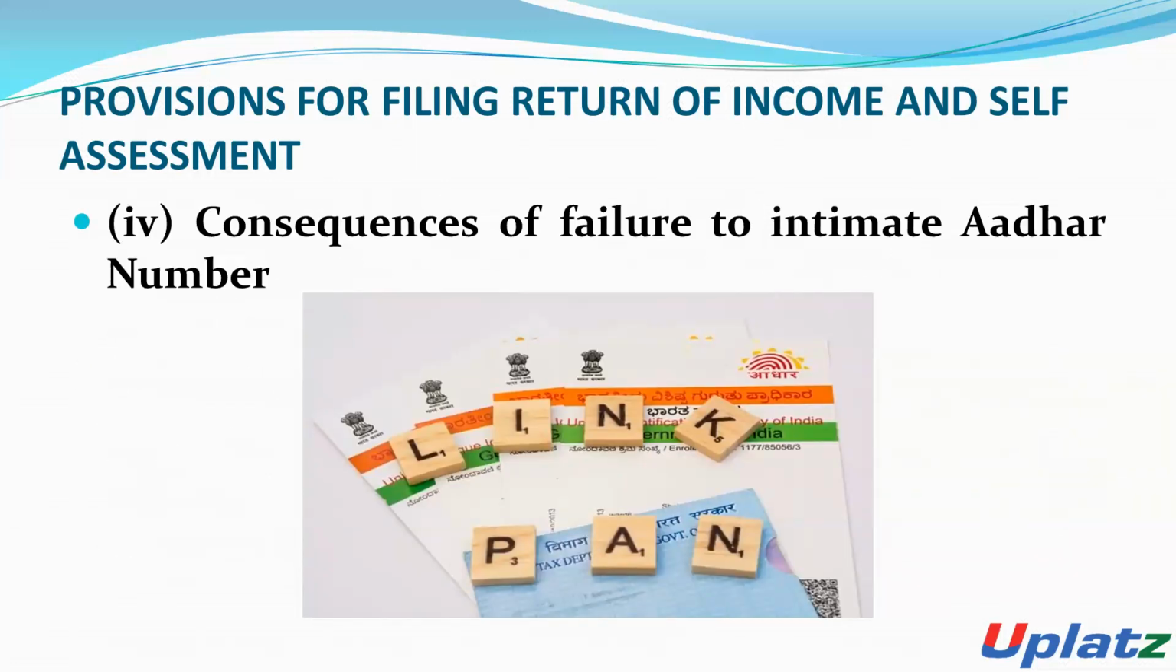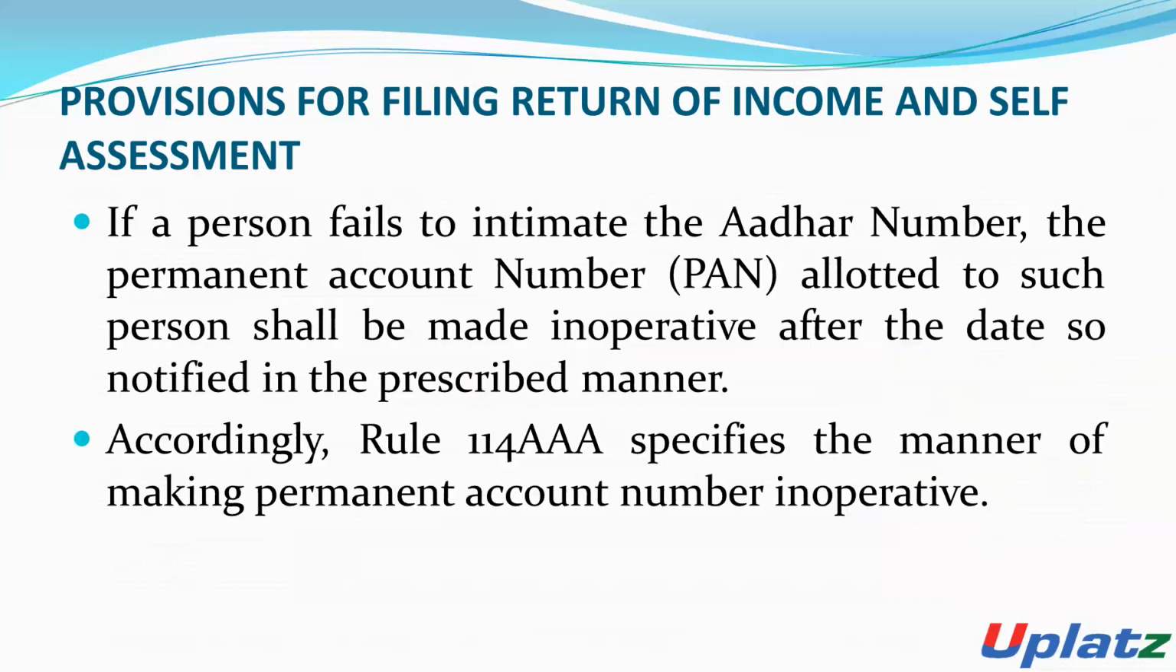Consequences of failure to intimate Aadhaar number. If there is any assessee who is required to link the Aadhaar number with the PAN number, or intimate the Aadhaar number, and such person fails to do so, then what will be the consequences? If the person fails to intimate the Aadhaar number, the permanent account number which is allotted to such person shall be inoperative after the date so notified in the prescribed form.